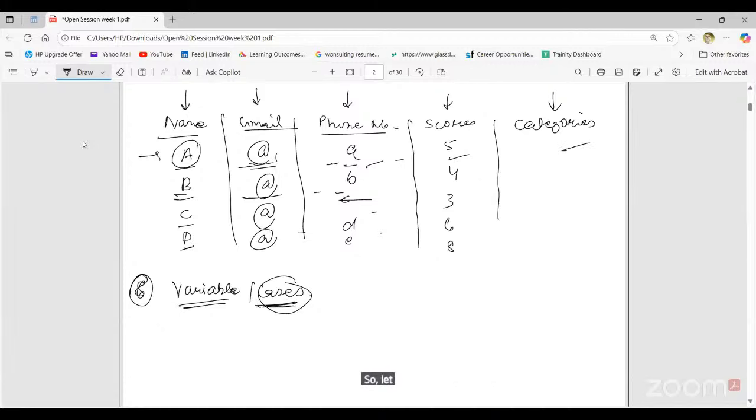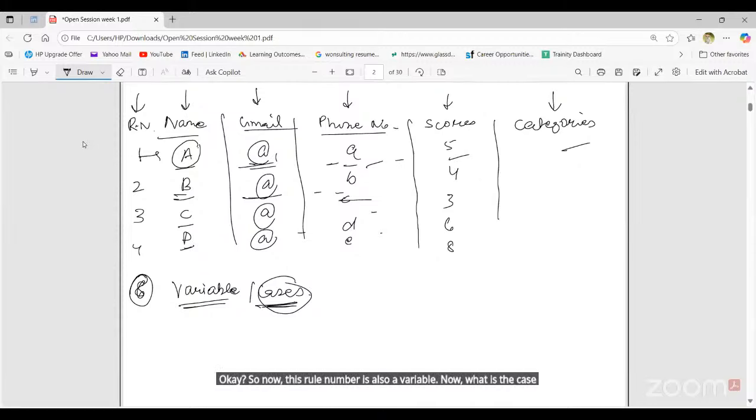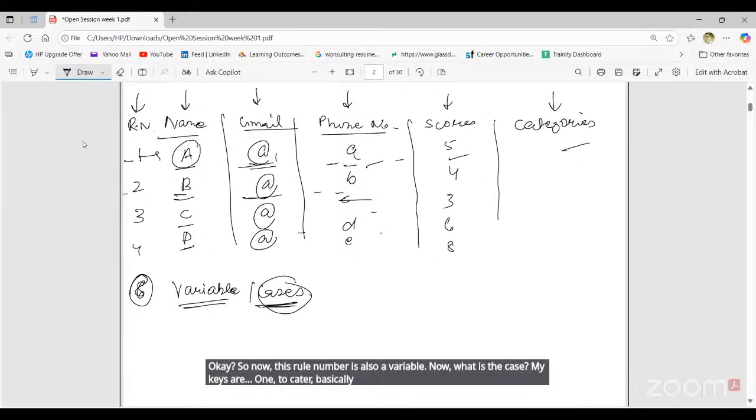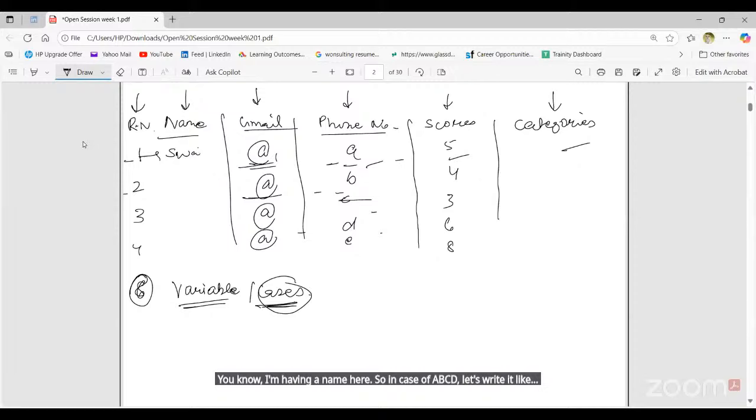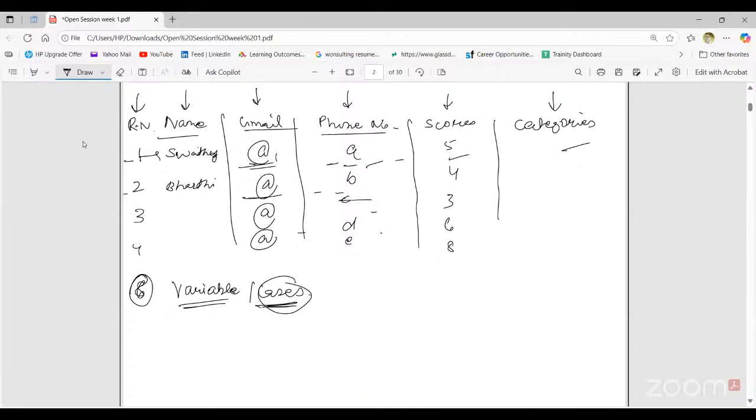Let's suppose I have one more thing, which is a roll number: 1, 2, 3, 4. Now this roll number is also a variable. What is the case? Let's suppose I have a name here. In place of A, B, C, D, let's write Swati, Bharti, Prerna, and another name.